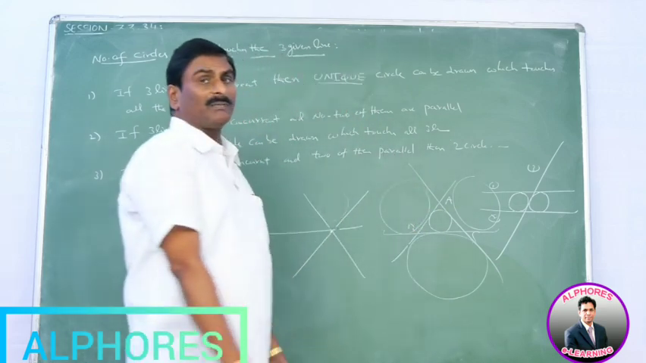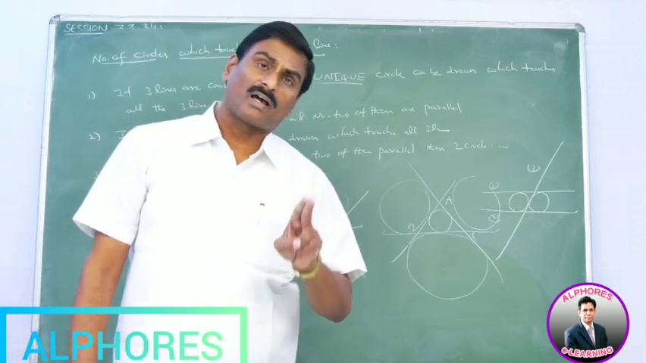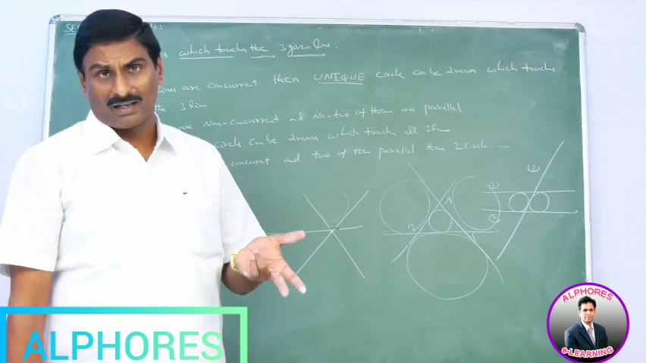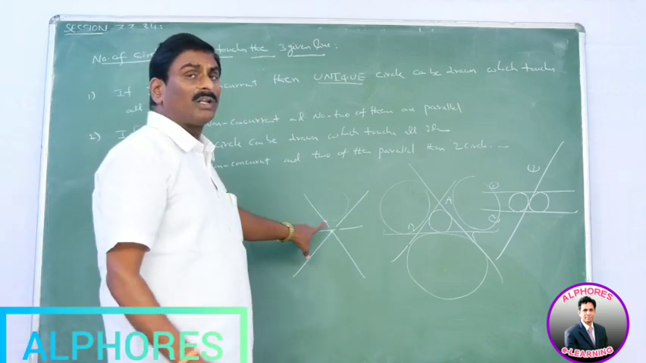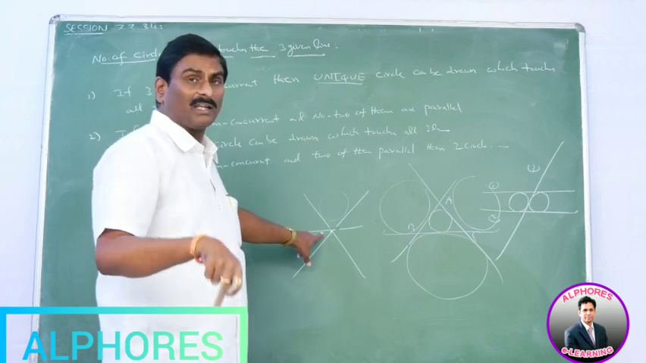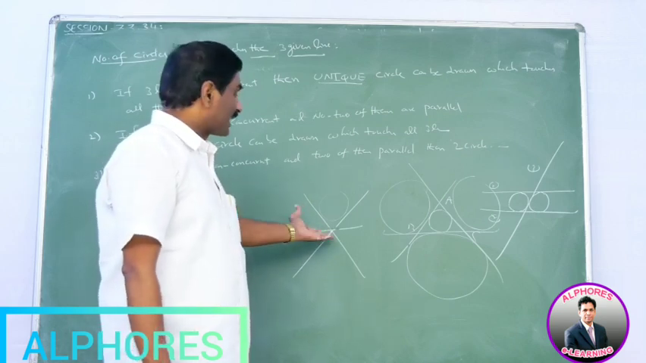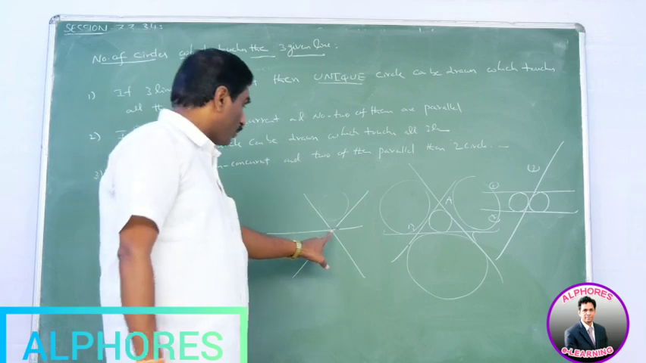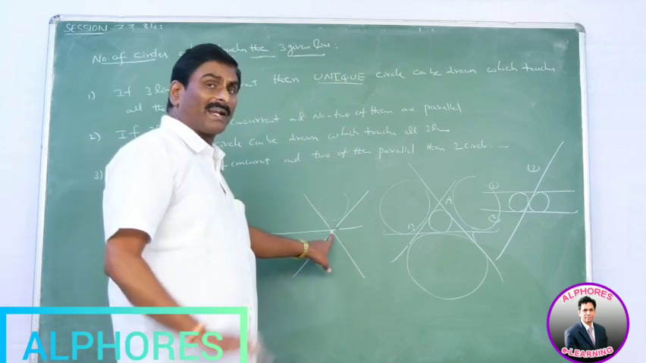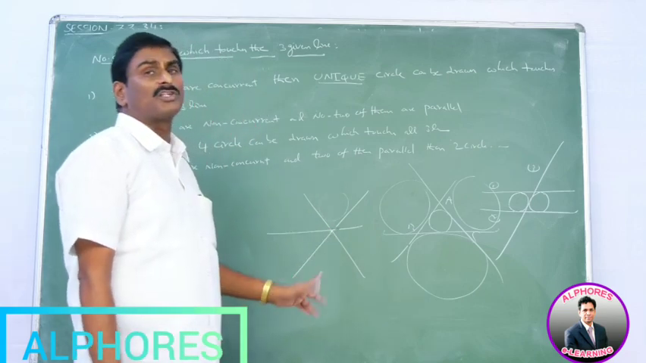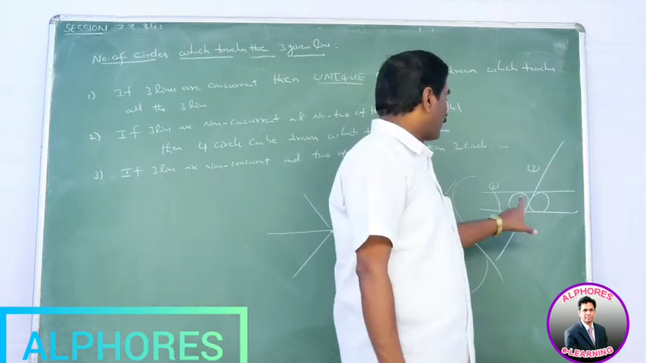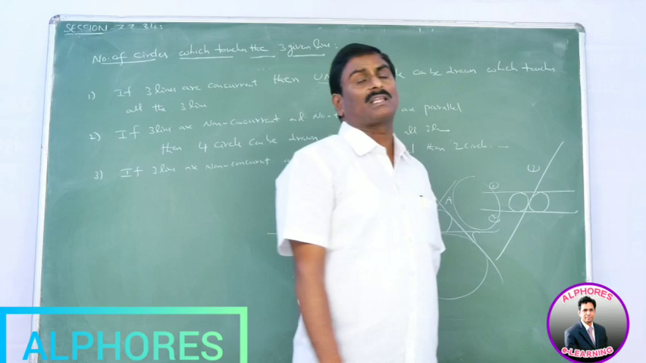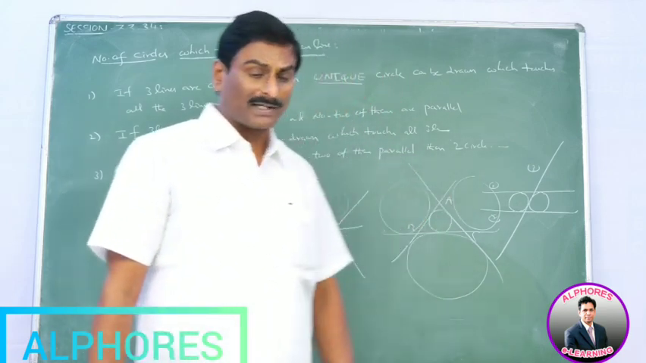How many circles are possible? If three lines are not concurrent and no two of them are parallel, then four circles are possible. If three lines are concurrent, then only one circle is possible, that is the point circle, a unique circle. Real circles: 0. Only radius 0 is possible. For radius greater than 0, the number of circles is equal to 0. In this case, if two lines are parallel and one is the transversal, the number of possible circles which touch all the three lines is 2. Please note these points.